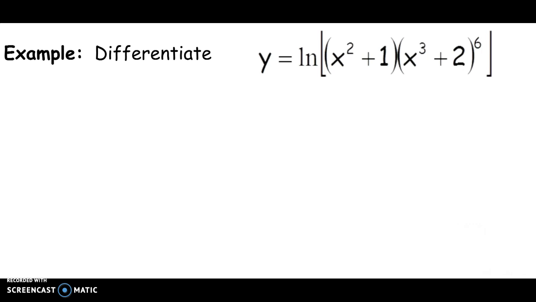So I'm going to encourage you guys to try this one on your own. Here's my hint. Okay, this is the natural log of all of this. Okay, so I know the derivative of the natural log of something. Don't forget to multiply by the chain of the something. All right, so go ahead, put me on pause.